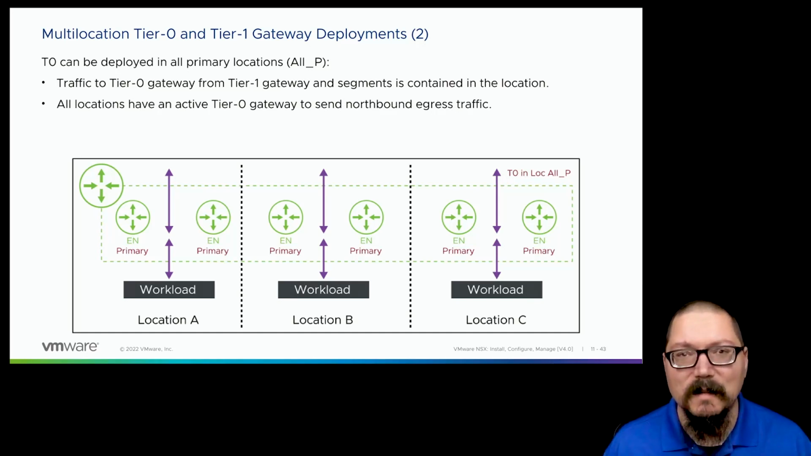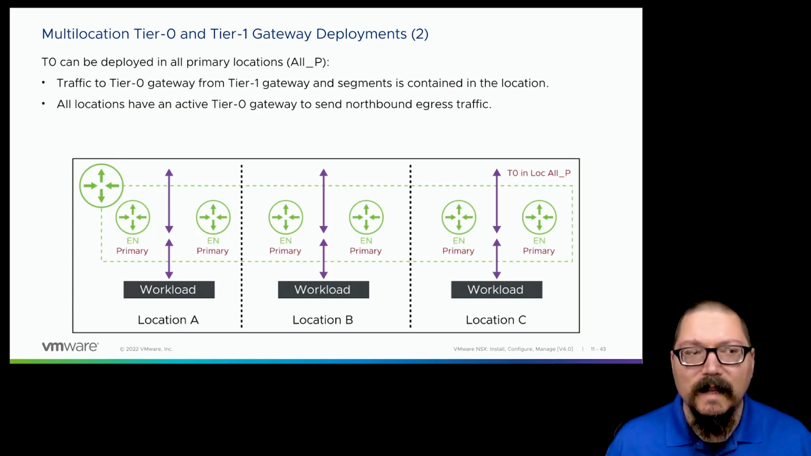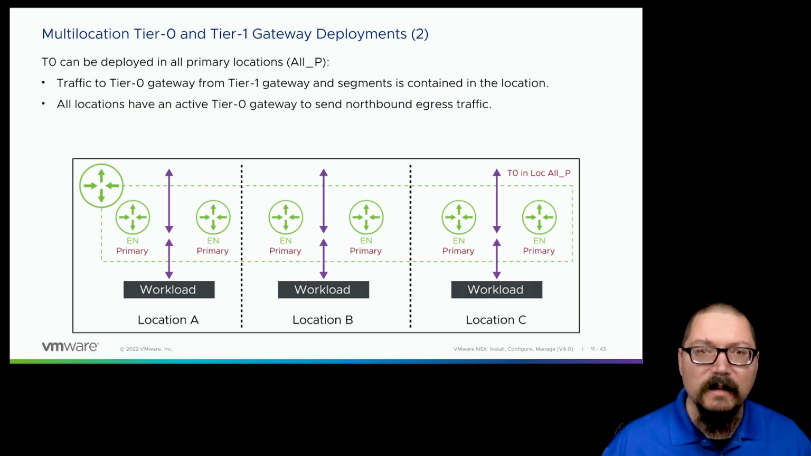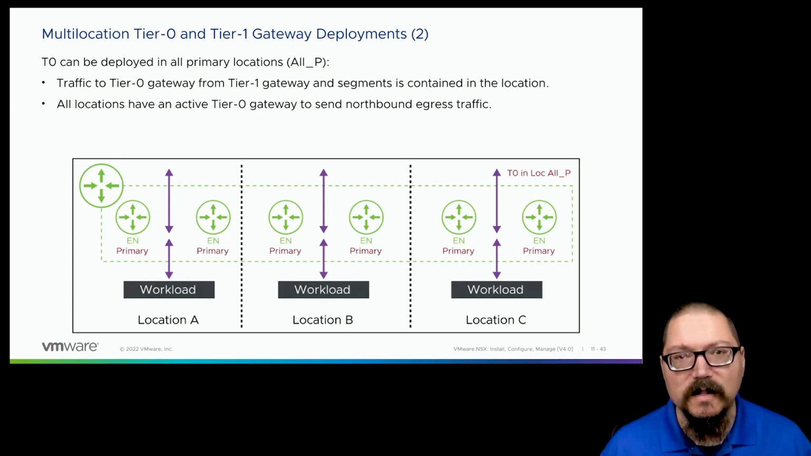But what about traffic coming back in? Right? All primary locations means I have local egress, but it does not mean I have local ingress. I don't have a good way to bring traffic back into a given location if my workloads are spread across all my different sites.